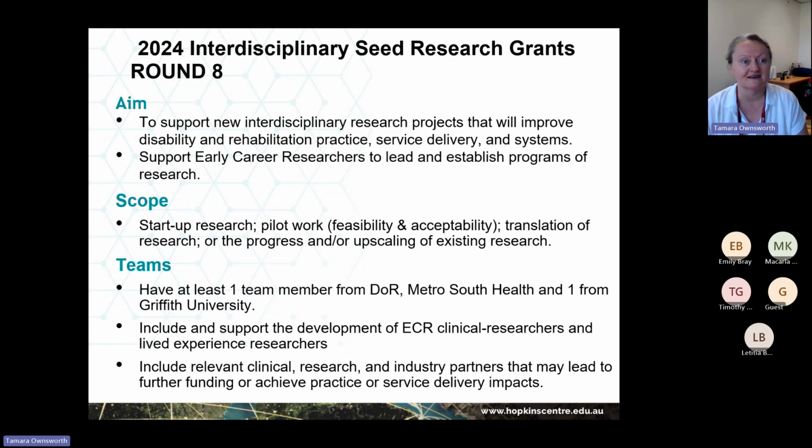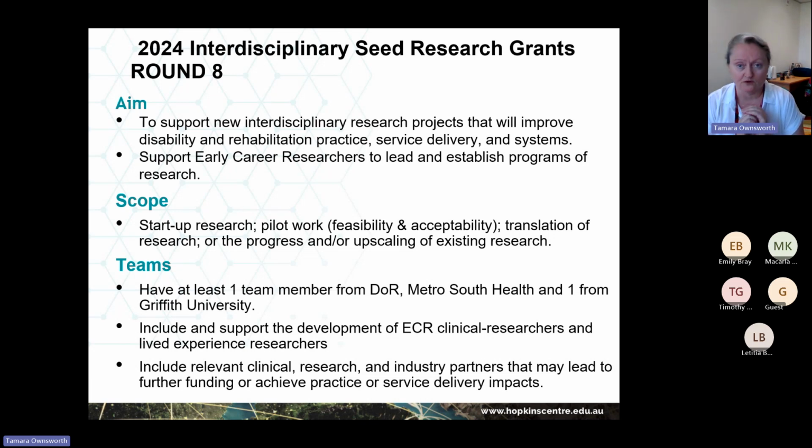So the 8th round, the 2024 scheme, so we've been running this now for 8 rounds, so it's quite an established scheme. As I mentioned, aiming to support new interdisciplinary research projects in the disability and rehabilitation area. We're particularly keen to support early career researchers to lead and establish programs of research.